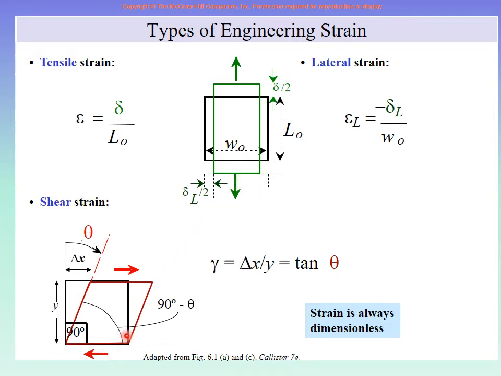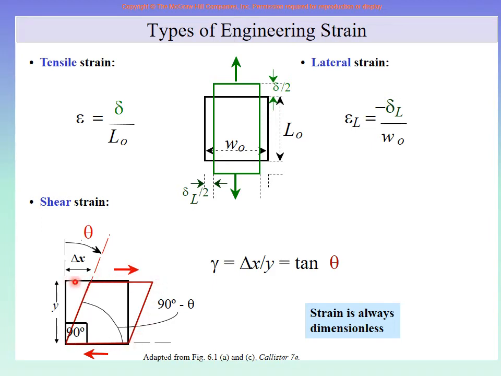Now, in case of shear strain, the black one was the original. We applied a shear force on this upper side in this direction. So what happened? The bottom, suppose, is fixed. Then the top portion moved because of this sliding force, and the piece became this red one.